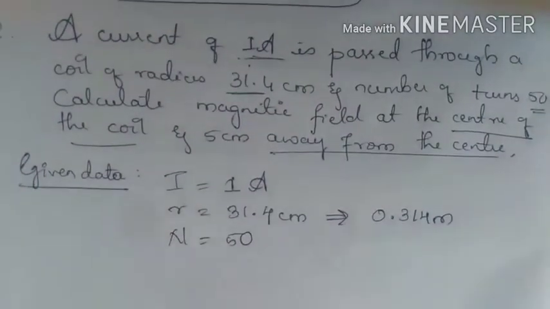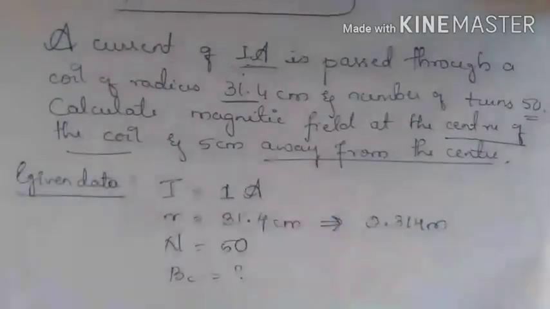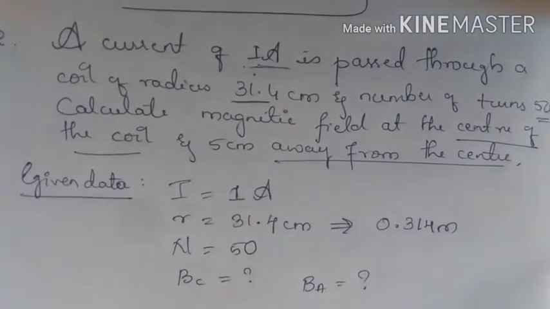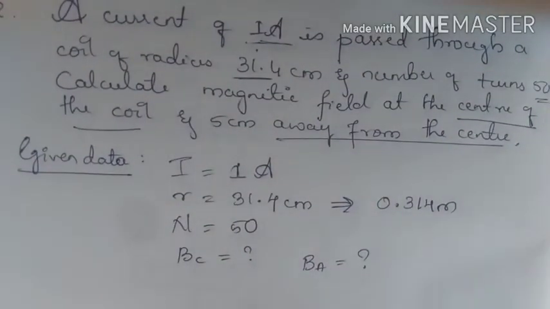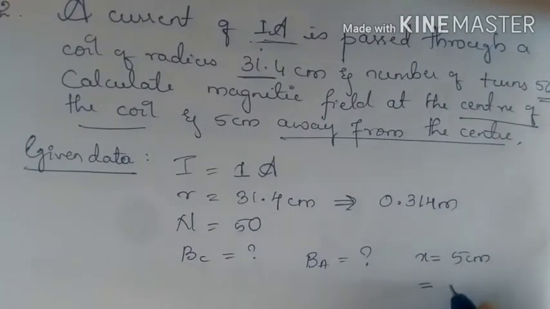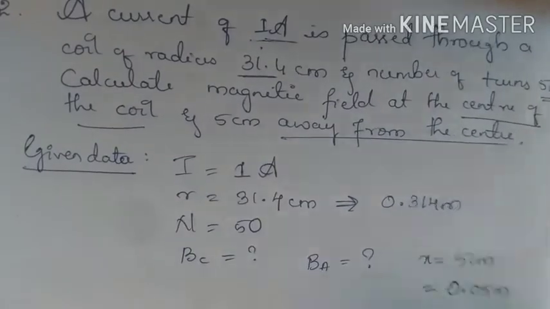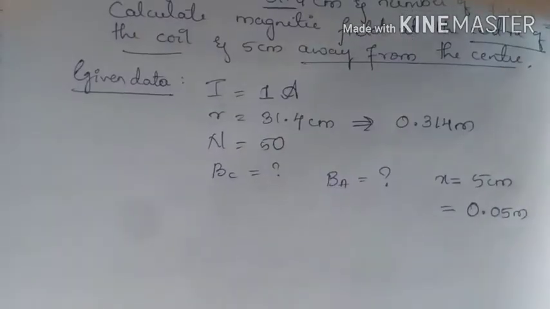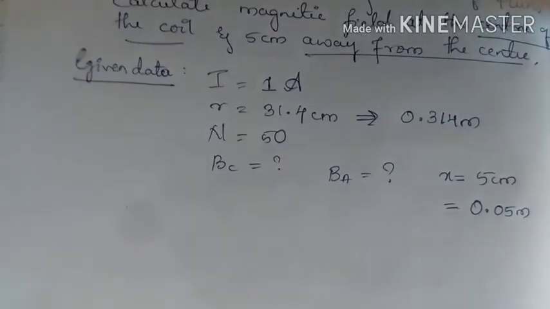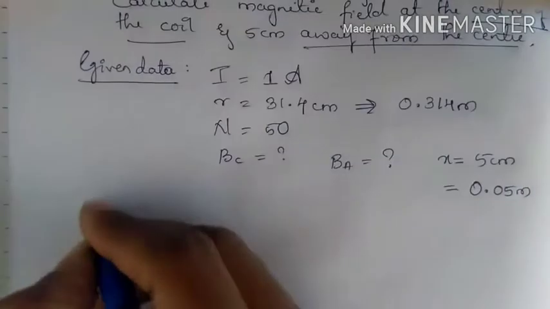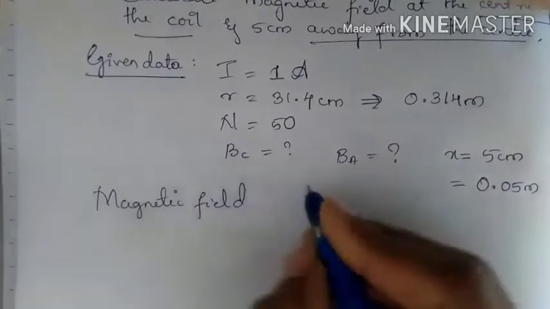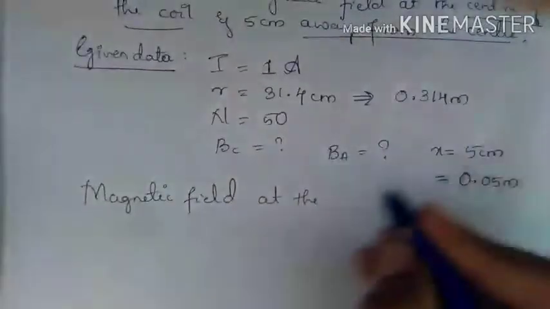Now we have to find the magnetic field at the center of the coil and the magnetic field away from the center at a distance of 5 centimeters. So that is x is equal to 5 centimeter, or this can also be 0.05 meters. These are all the data given in the question. Now let us find the magnetic field at the center of the circular coil.